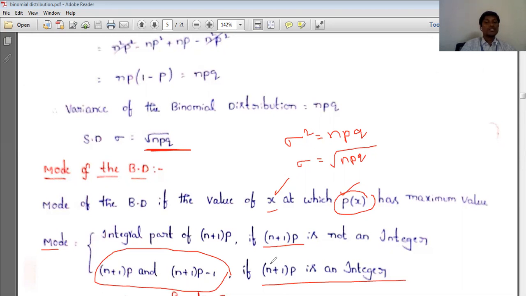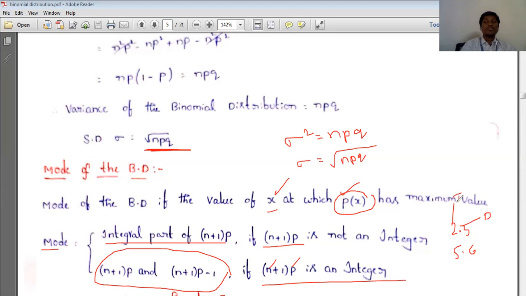First you need to know the values of n and p, and we have to substitute them here. After substituting, if you get an integer, then we say that this is the mode. If you are not getting an integer, it means it is like 2.3 or 5.6, a decimal, like this, after finding. Then we have to choose only the integral part of this. So this we call the integral part and this we call the decimal part.